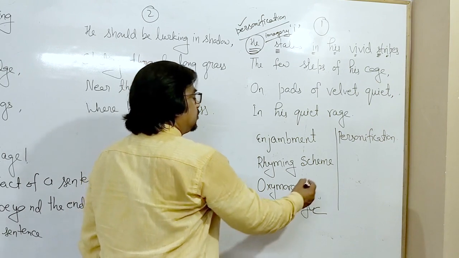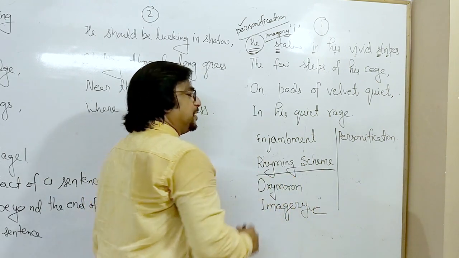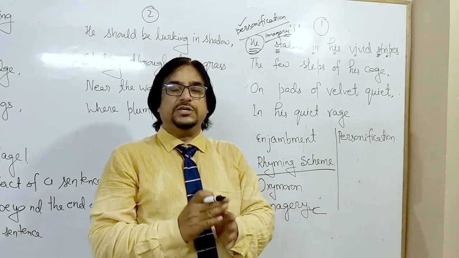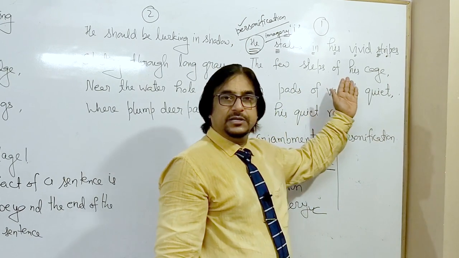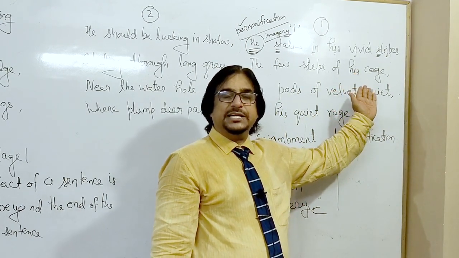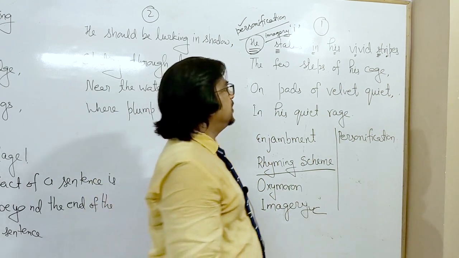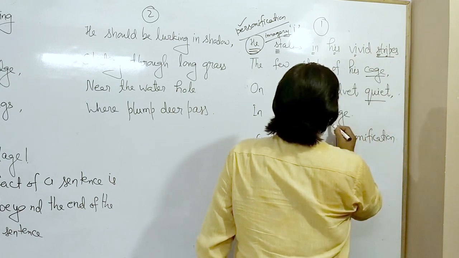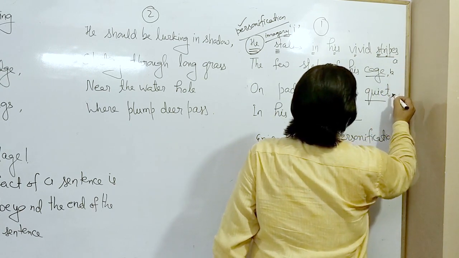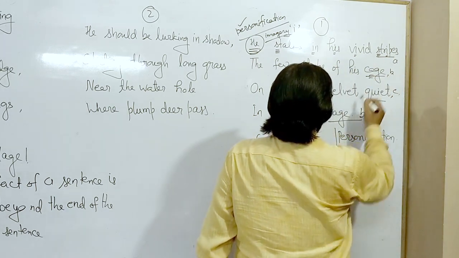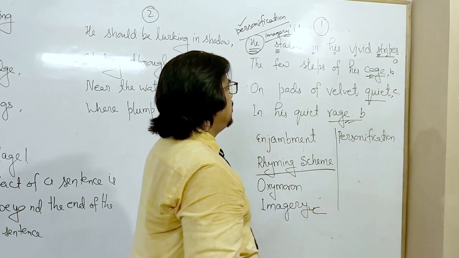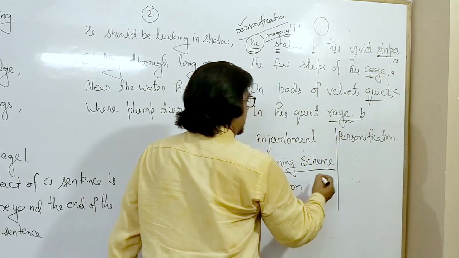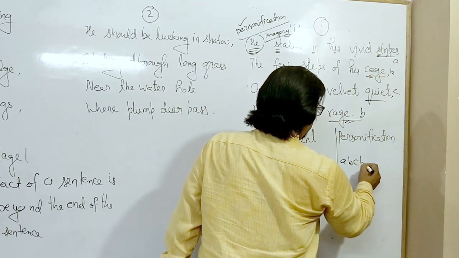Now the most important poetic device, rhyming scheme, we are going to talk about. Rhyming scheme. That means the same sound at the end of the line. That means at the end of the sentence, the same sound occurs. So, stripes, cage, quite, rage, A, B, C and B, cage and rage. So here, poetic device, rhyming scheme, A, B, C, B, we can say here, A, B, C, B.